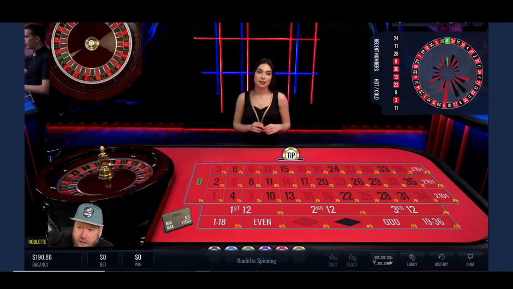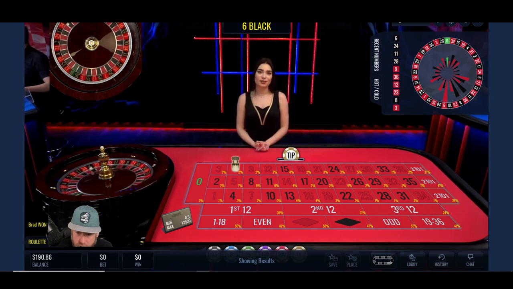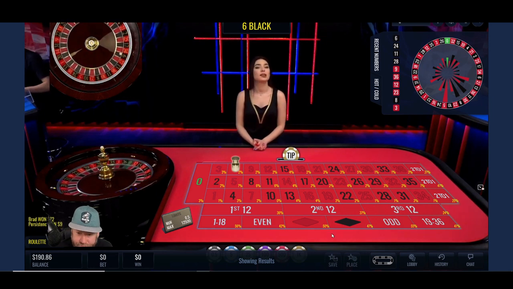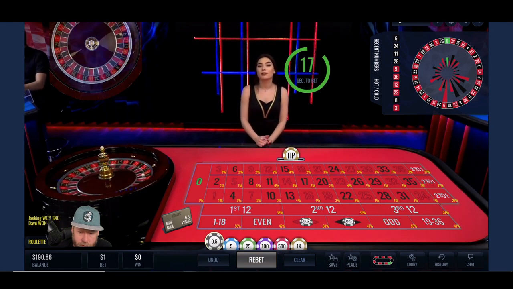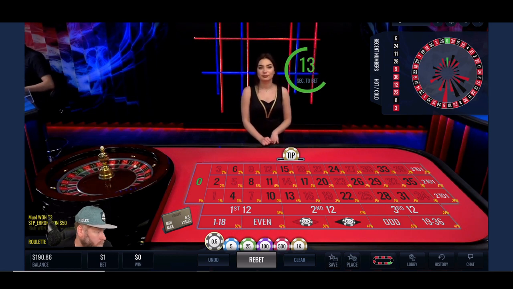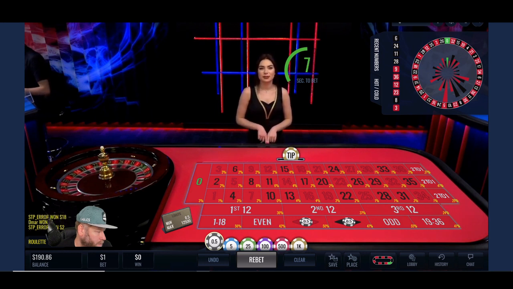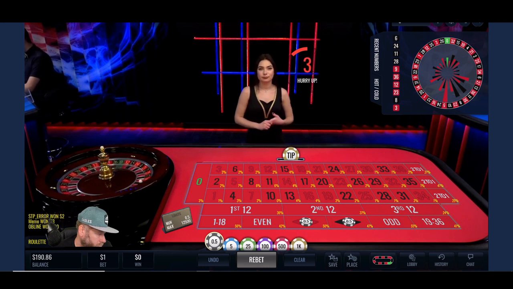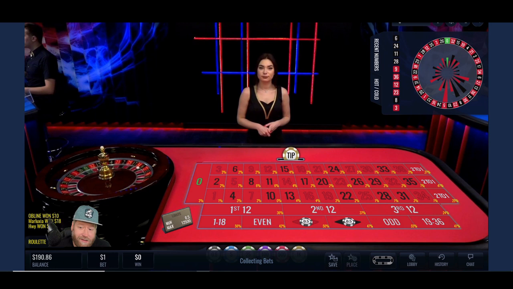Let's see, 6. So 6, 24. Okay, we'll watch that column. 2 in a row there, so I'll bet so we don't get booted. So let's see how many times 11 has come out. 1, 2, 3, 4. 4 times in this session. Wow.